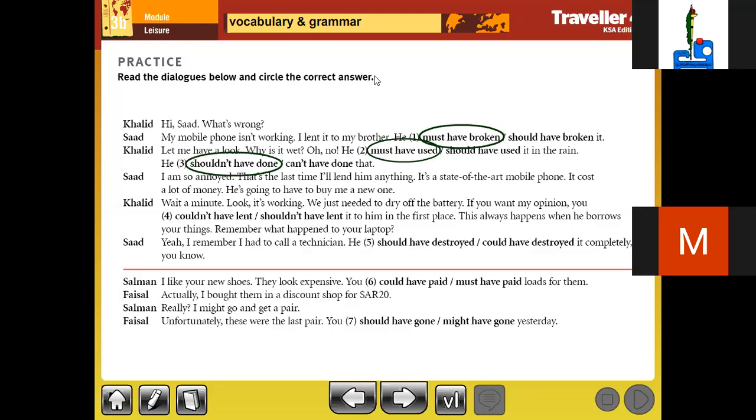I'm so annoyed. That's the last time I lend him anything. It's a state-of-the-art mobile phone. It costs a lot of money. He's going to have to buy me a new one.